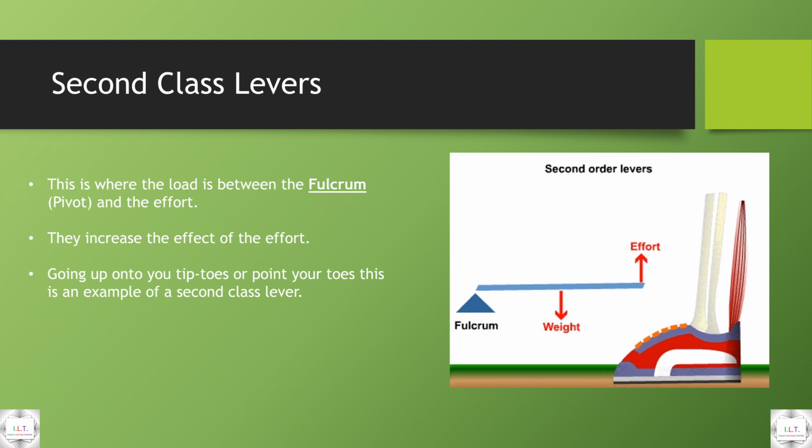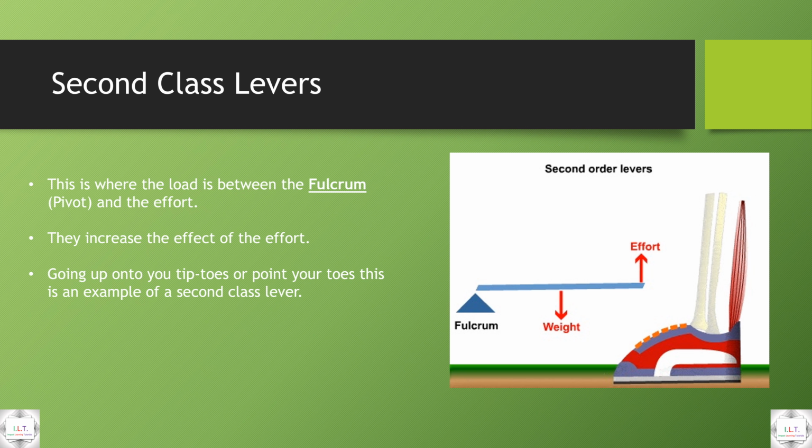So the next type is a second class lever, and this is where the load is located between the fulcrum and the effort, and this increases the effect of the effort. So if you have a look at the diagram on the right, you can see the pivot is at the end, then you have the weight and the effort, so the weight's in the middle.